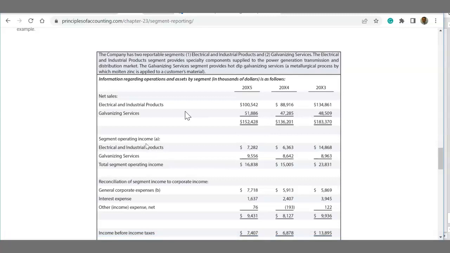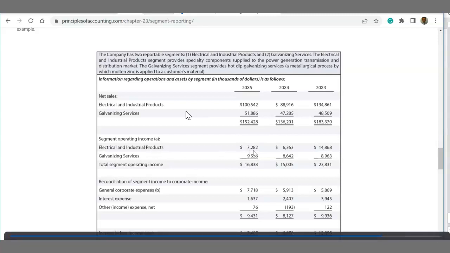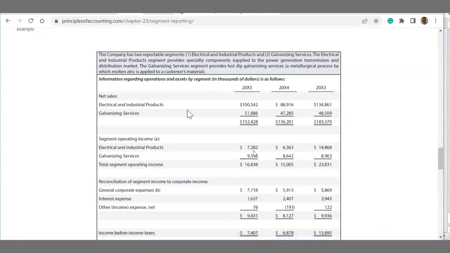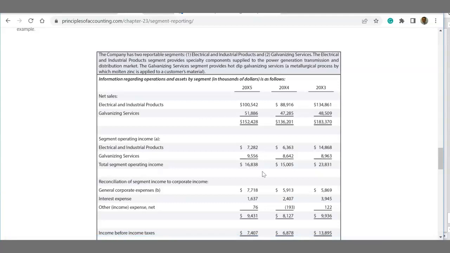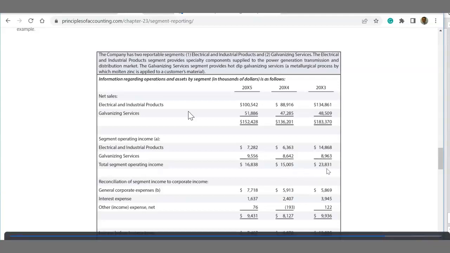So segment reporting income, the electrical and industrial product segment had operating income of $16,838, and $15,000 that happened in 2014, and $23,000 in 2013. This is a segment operating income.